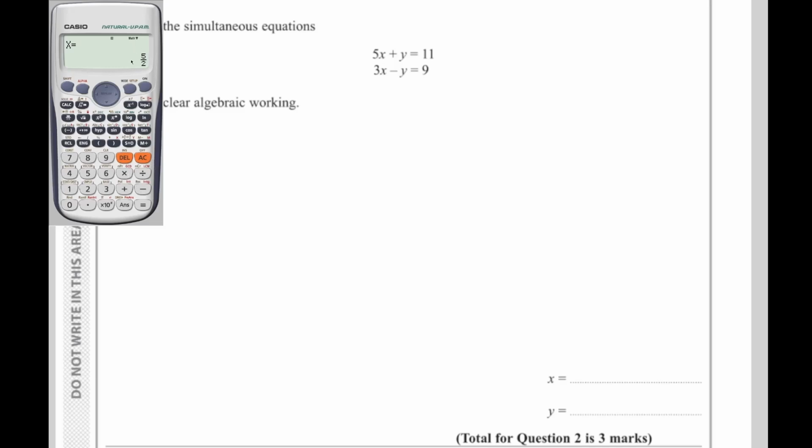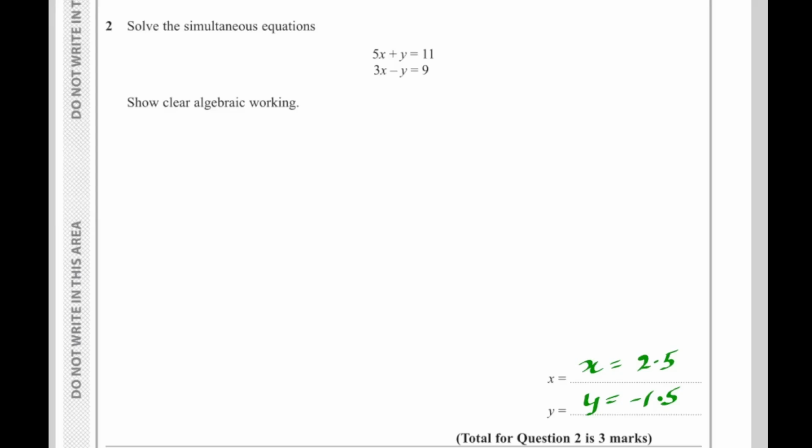So, x value is 5 over 2. Y value is minus 3 over 2. Then we got to write the answers first here. Let's write down the answers. So, the answer here is x equals 5 over 2, which means 2.5. Y equals minus 1.5. Those are the values that the calculator gave us. Then let's move on to the process.